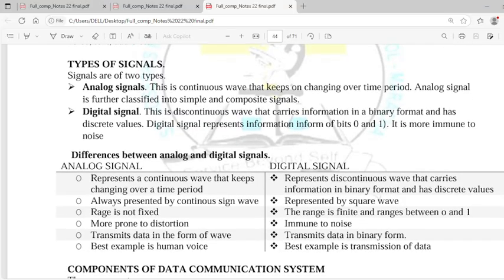Types of signals. The signals are of two types. One, we have the analog signals. Secondly, we have the digital signals. Analog signals are signals that are in a continuous wave that keeps on changing over time. And the analog signals are further classified into simple and composite signals.